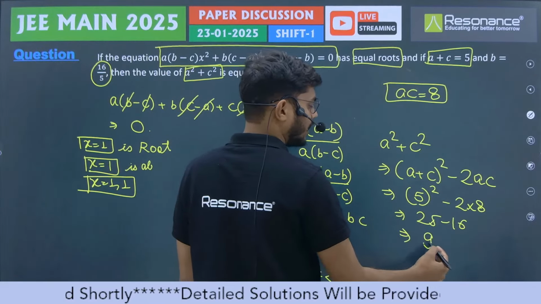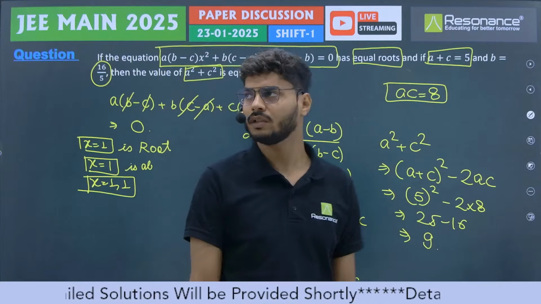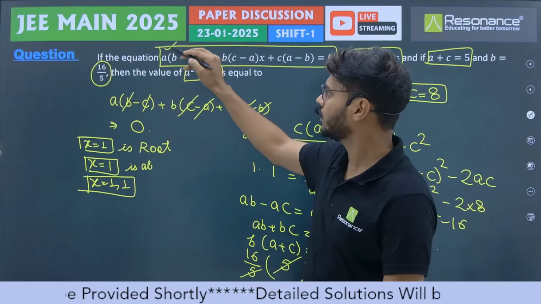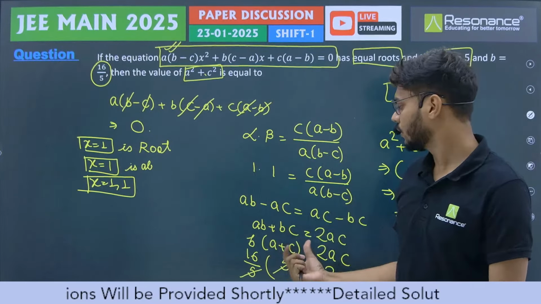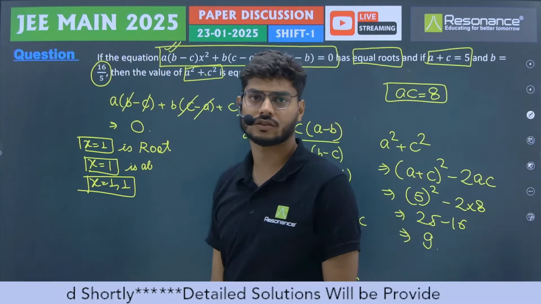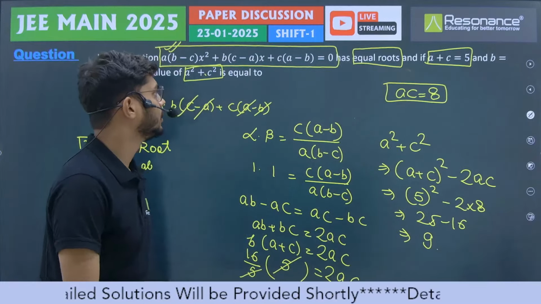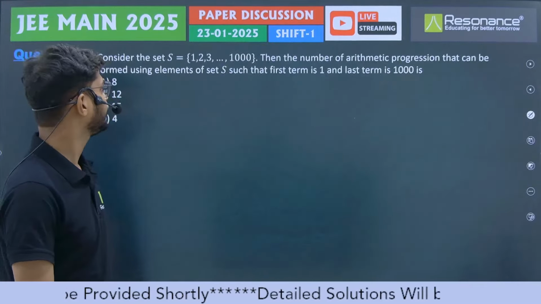So I can say this is a very simple question. If you remember that directly, we can write that the roots are 1 and we can do the product of the roots. From here we got the relation between a and c and we can easily solve this question. I don't think this is a tough question. Moving on to the next question.